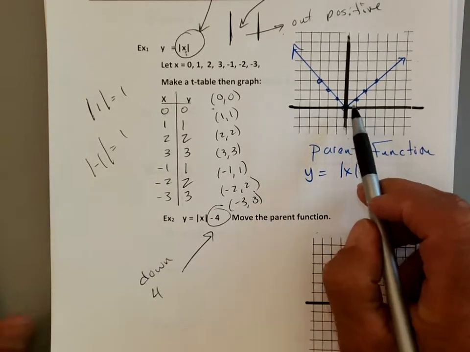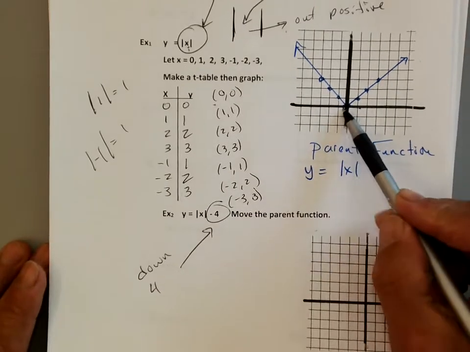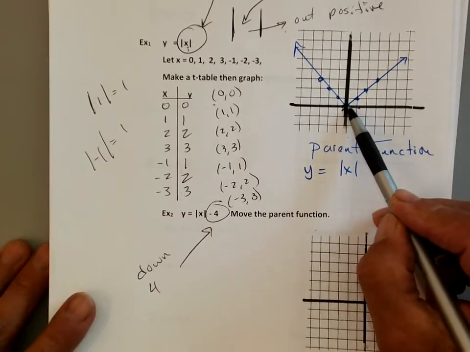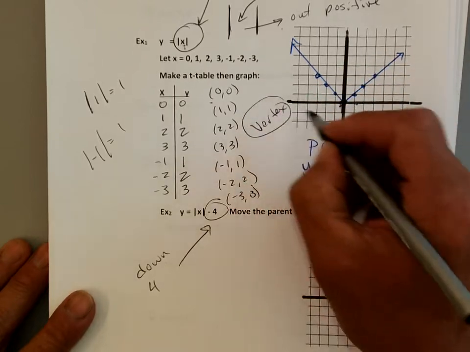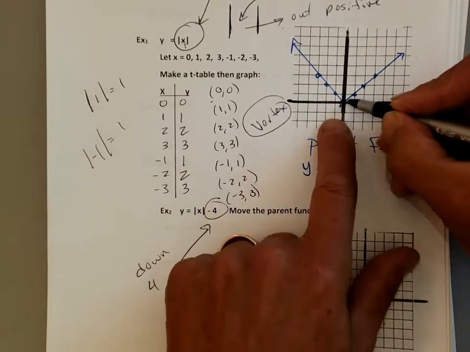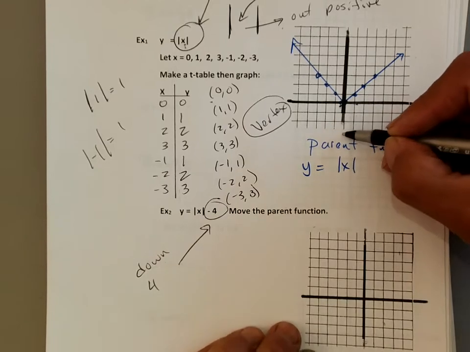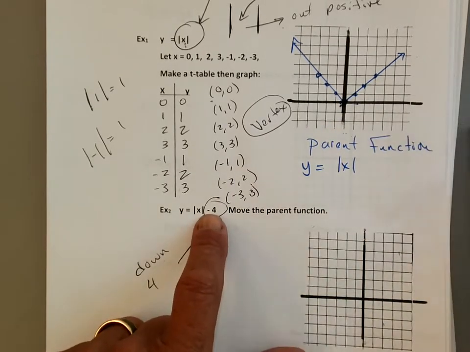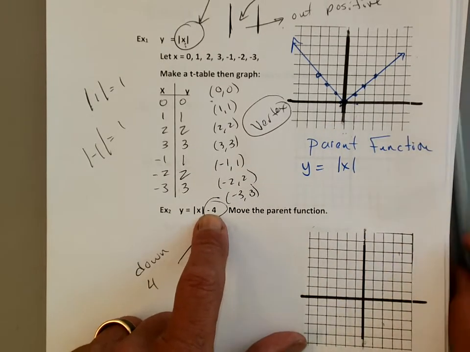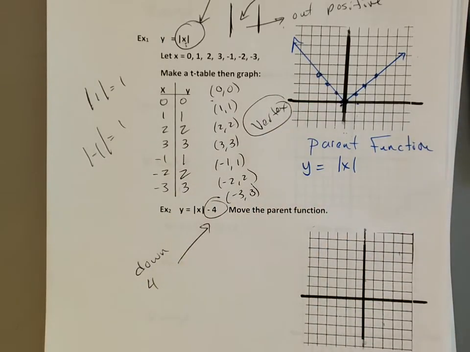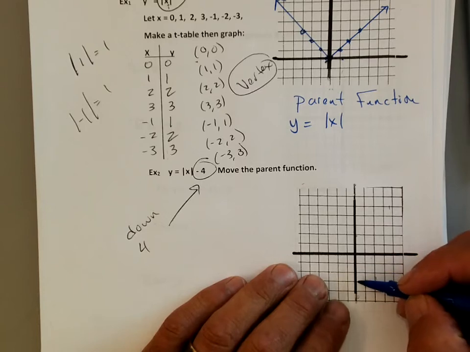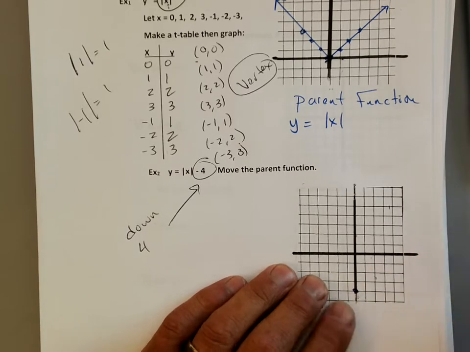So, how do you move it down 4? This point, that's like a vertex. Okay, think of that as a vertex. And we're going to take this point and just move it down 1, 2, 3, 4 for this graph. All right, so I'm going to take my absolute value graph and move it down 4. 1, 2, 3, 4.